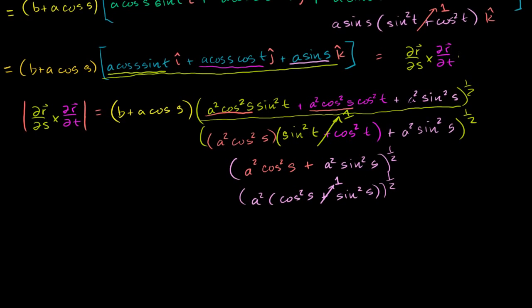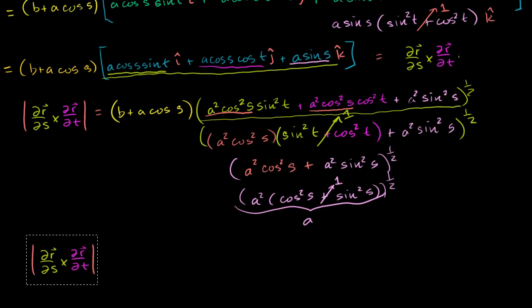So all of that crazy business right here just simplifies. All of that just simplifies to a. So this cross product here simplifies to this times a, which is a pretty neat and clean simplification. So let me rewrite this. It simplifies to a times that.